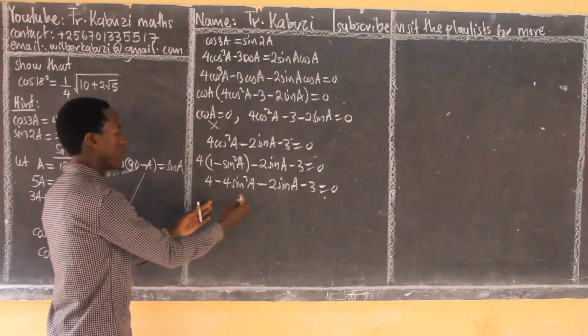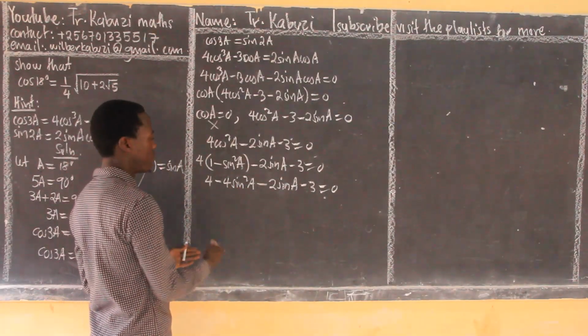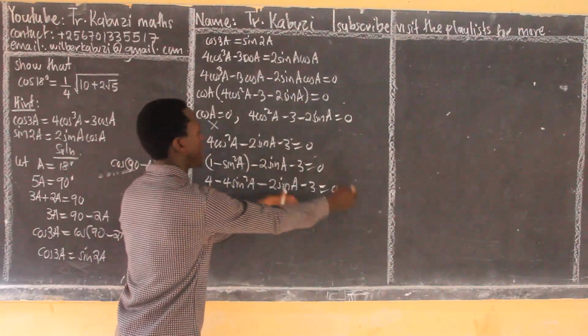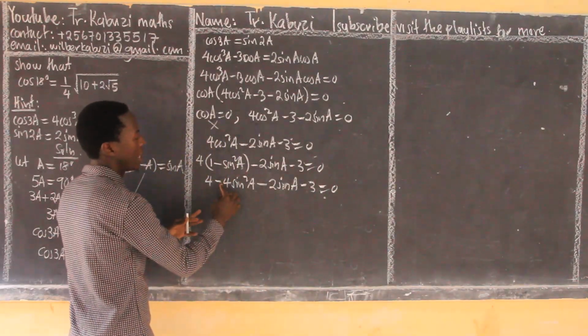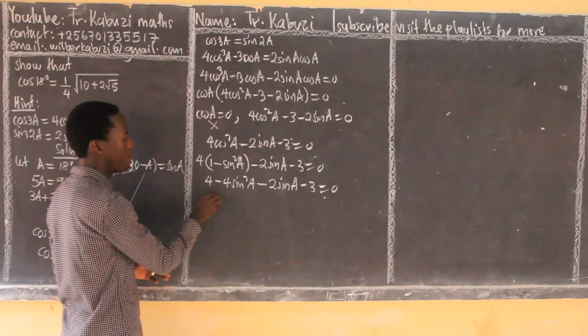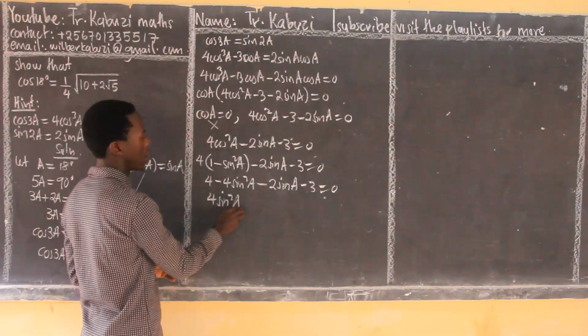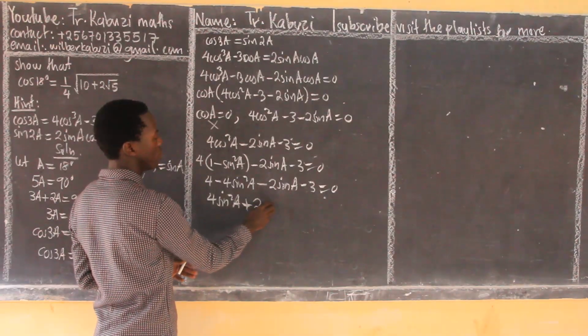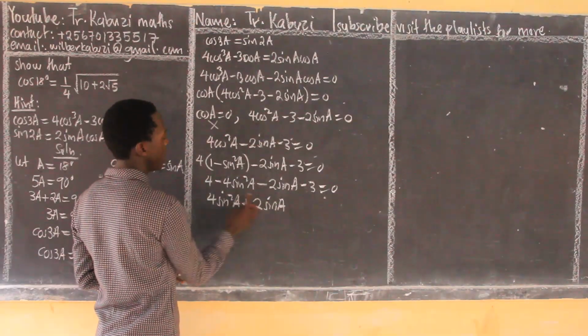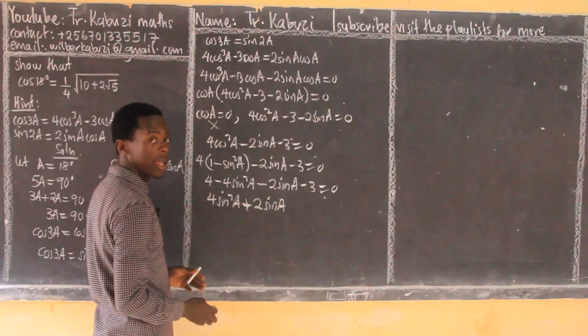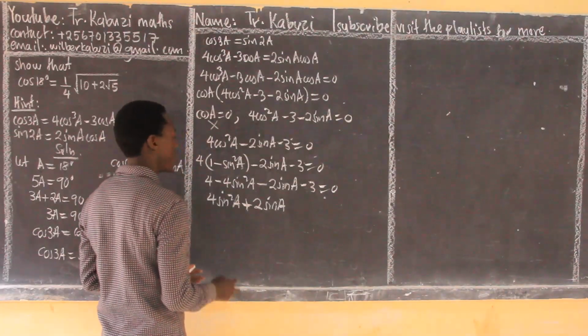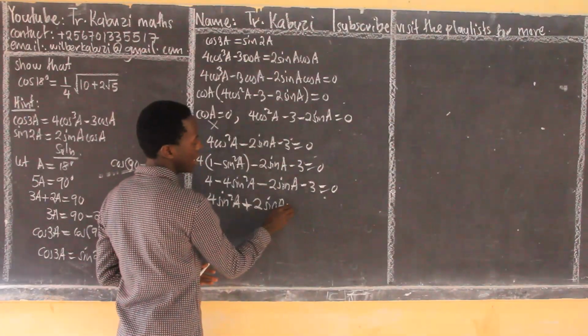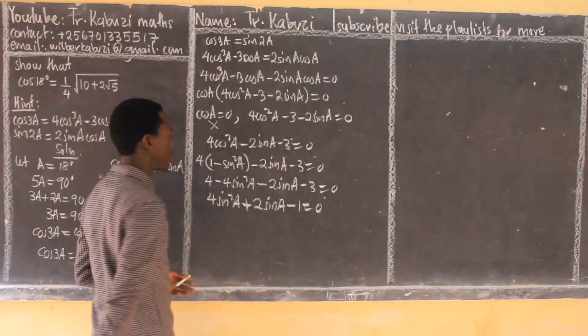Now from there, I'm going to make a quadratic in terms of sine. It's better I take everything to this side. So when I take this side, I'll be having 4. Now this is minus, it comes to a positive. 4 minus 3 I get a 1, and that 1 I take to the other side to get minus 1 equals 0.